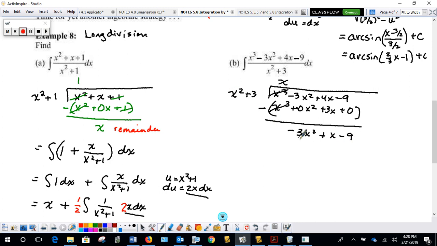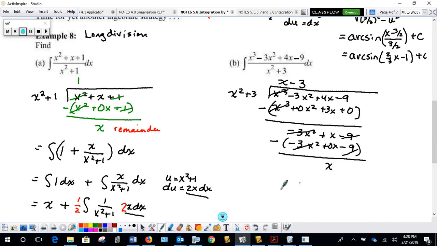x squared goes into negative 3x squared minus 3. You multiply. Minus 3x squared minus 9. There would be a 0x there. We subtract. These are going to cancel. x minus 0x is x. The 9s are going to cancel. So I'm left with x. The x is your remainder.